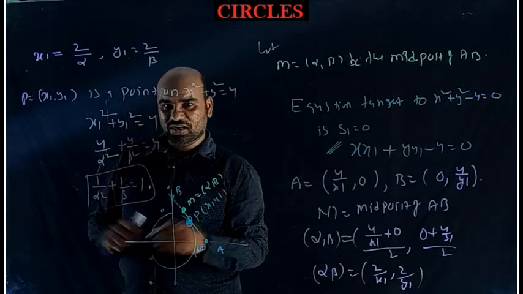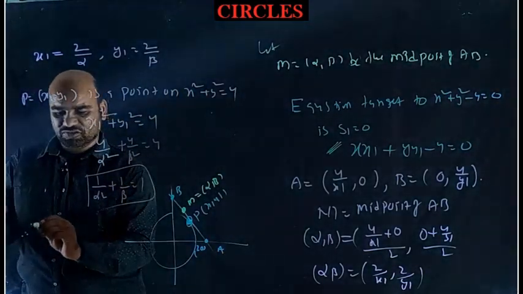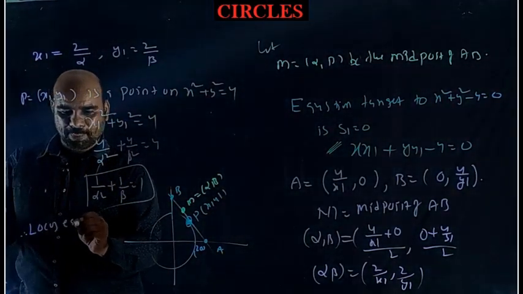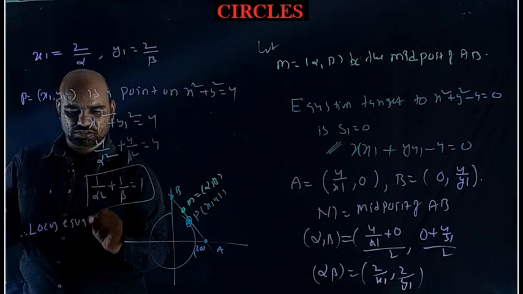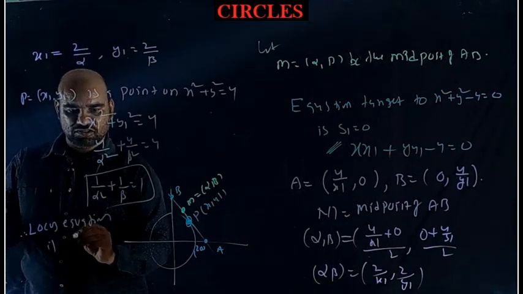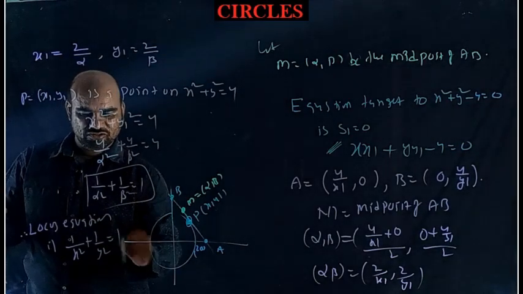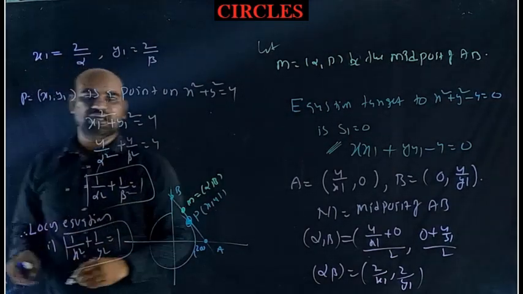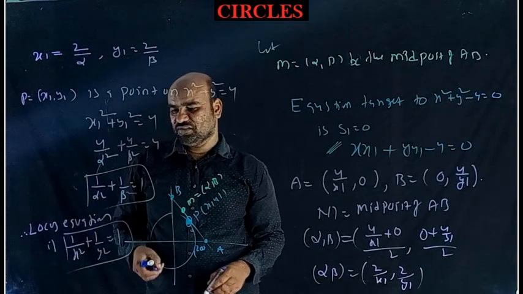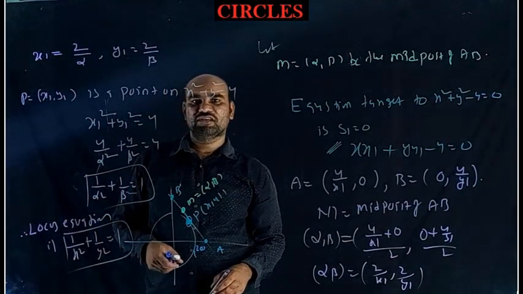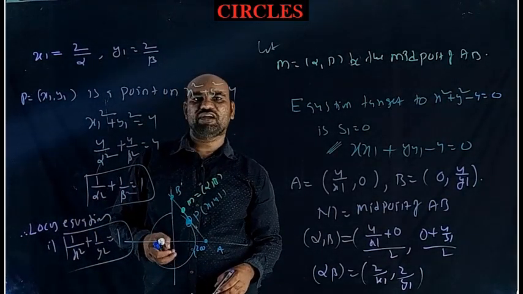Now I want to write a conclusion. Therefore the locus equation is 1 by x square plus 1 by y square equal to 1. So this is the required locus equation, or you can simplify: x square plus y square equal to x square into y square is the required locus equation.